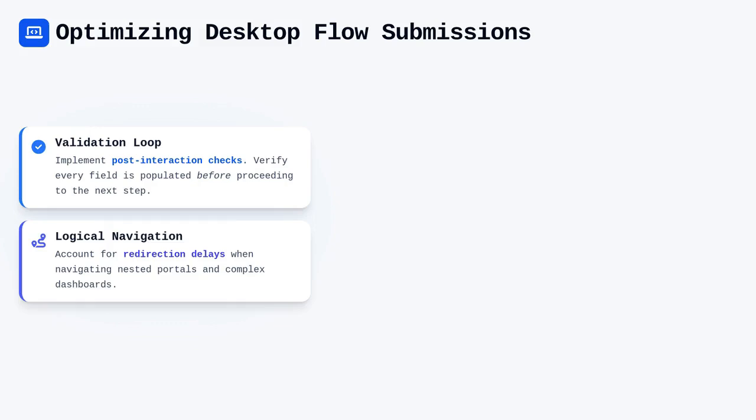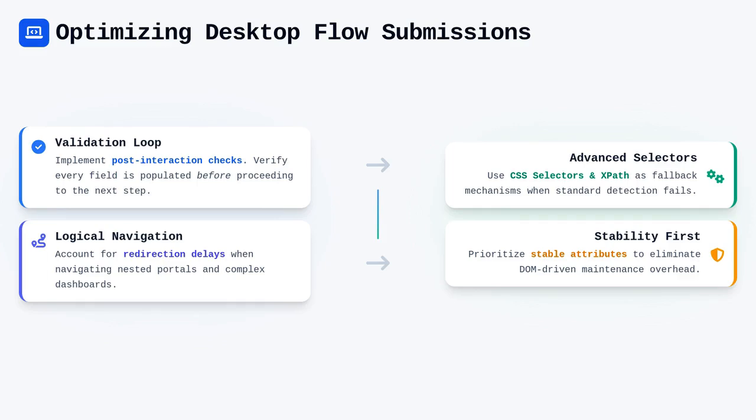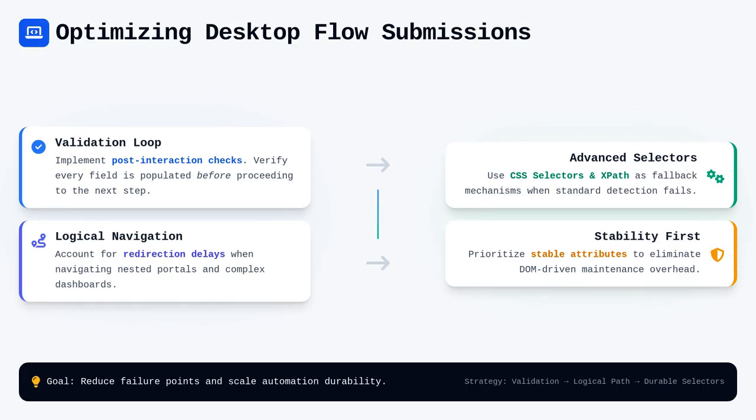When navigating through complex dashboards or nested portal structures, we should utilize logical navigation paths that account for potential redirection delays. By utilizing advanced CSS selectors or XPath expressions when the standard UI element detection fails, we provide a fallback mechanism that is far more durable than traditional recording methods. Always prioritize element attributes that are stable over time, as relying on paths that change with minor updates to the web application's DOM will inevitably lead to maintenance overhead that we would prefer to avoid while scaling our automation solutions.